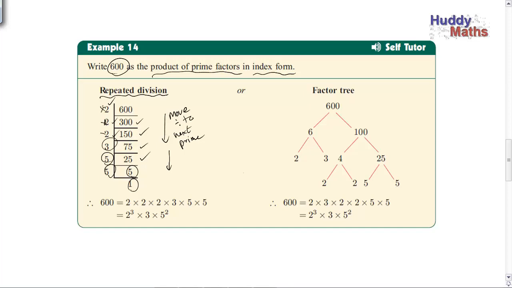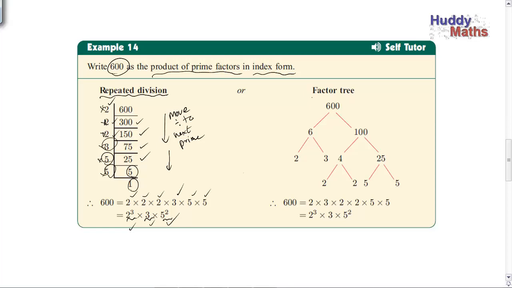There's 1, 2, 3 2s. Okay, then a 3, and then a 5 and a 5. So we would say that is 2 cubed by 3 by 5 squared. Can you see, writing 600 in this way, we can see it is divisible by 2 and by 3 and by 5, because that will divide into each of those prime factors, each of those numbers.